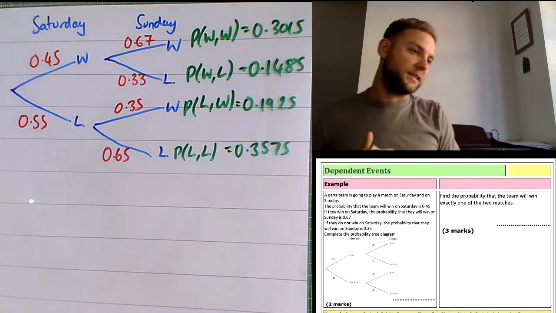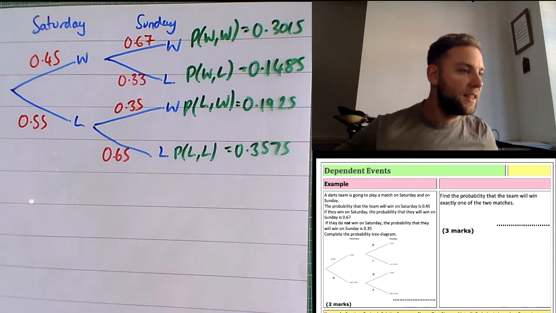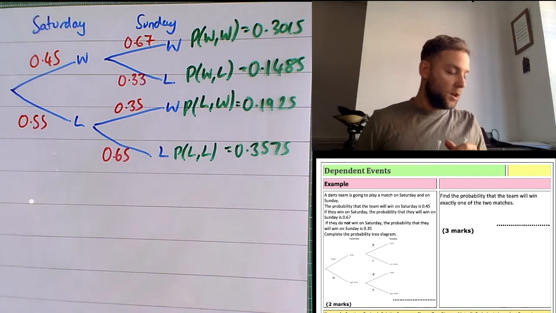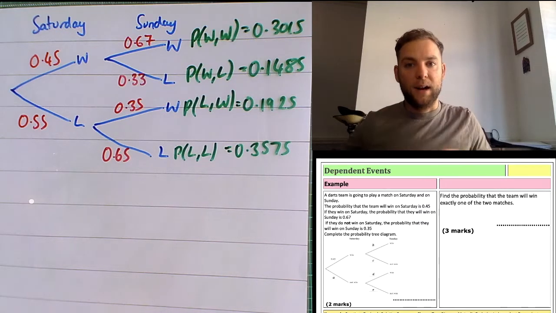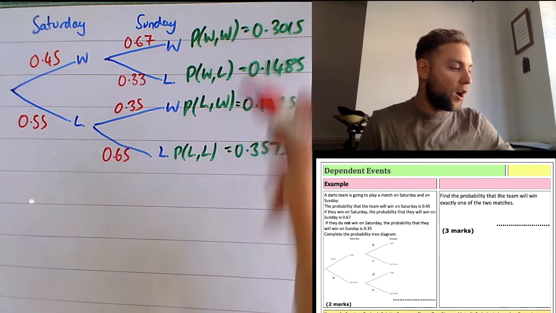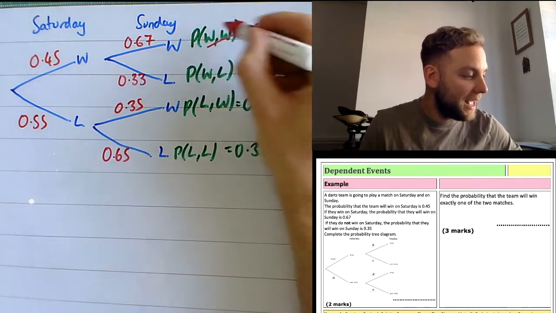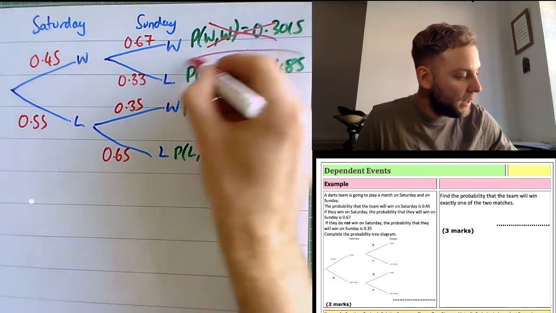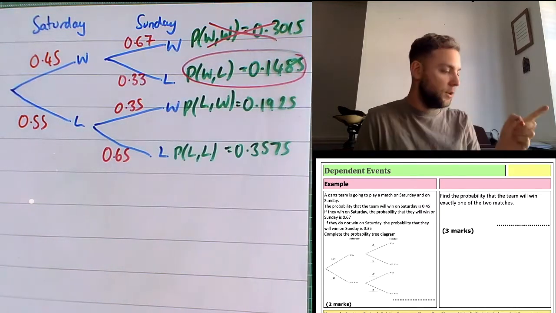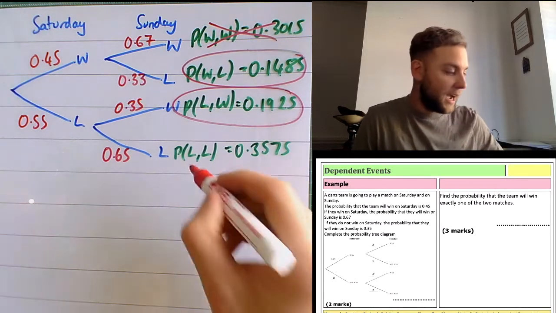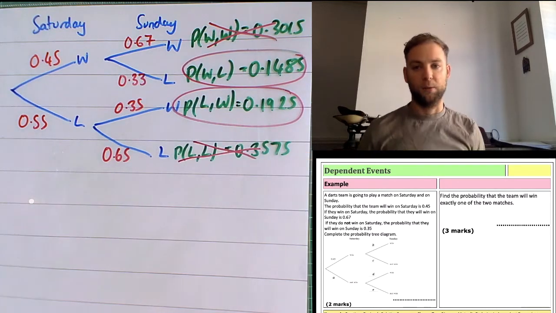So the next part says, find the probability that the team will win exactly one of the two matches. Now, when it says exactly one of the two matches, it means it's only winning one of the two matches, obviously. So it can't be this top one, because here they win 2 matches, win and then win. Here they do win exactly one match, because they win and then lose. And here they do win exactly one match, because they lose and then win. And here they just lose both, so I'm not including that one.